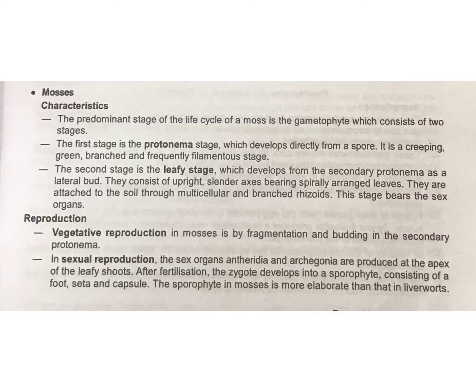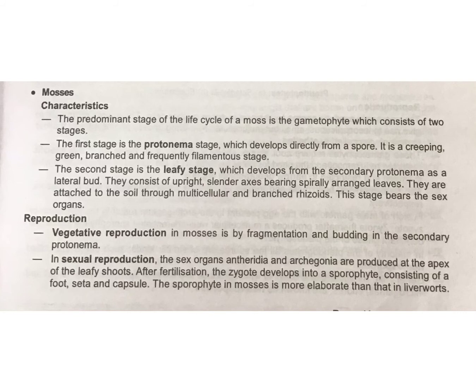Then next will be showing about mosses. So mosses are another type of bryophytes. Then you are supposed to write down the characteristic features and then reproductive mechanism. Here also vegetative reproduction by fragmentation and budding, and sexual reproduction by developing archegonia and antheridium, and the fusion of gametes and formation of zygote. So in this way you are able to see the alternation of generation.